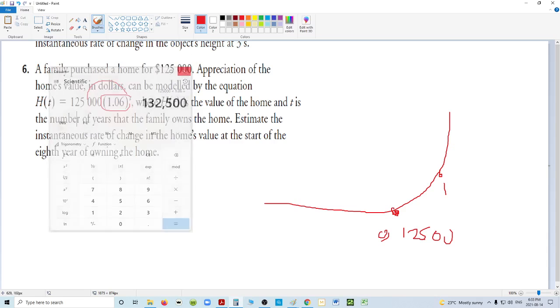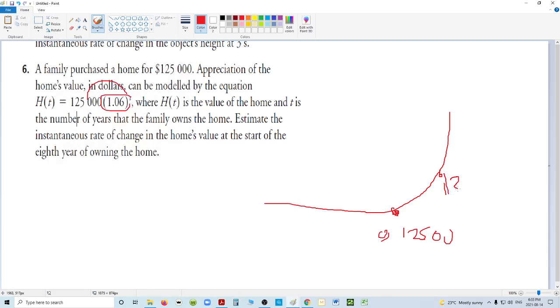It'll be 132,500. And now each year, this house is going to go up 6% in value. And sure enough, if I wanted to, I could just add 6% to that, 6% to that, 6% to that, and get to my next value. But all I really have to do is figure out what my h is at 8 and what my h is, which would be called home value.